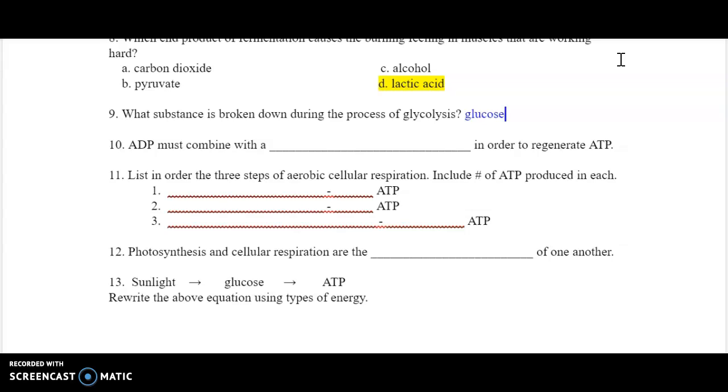Number 10, ADP must combine with a blank in order to regenerate ATP. So ADP is a diphosphate. To go to triphosphate, it has to add a phosphate group. So we have to add a phosphate group to get that to ATP.